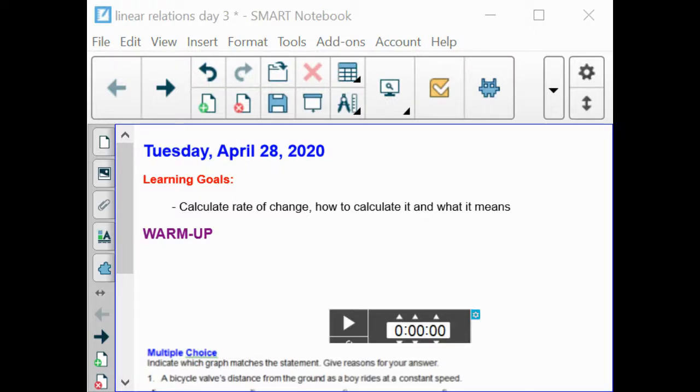Hello, today we're going to continue working on what we started yesterday, which was our distance time graph. So now we're going to look a little closer at the concepts that we started talking about yesterday, which is our rate of change and how we calculate it and what it means.